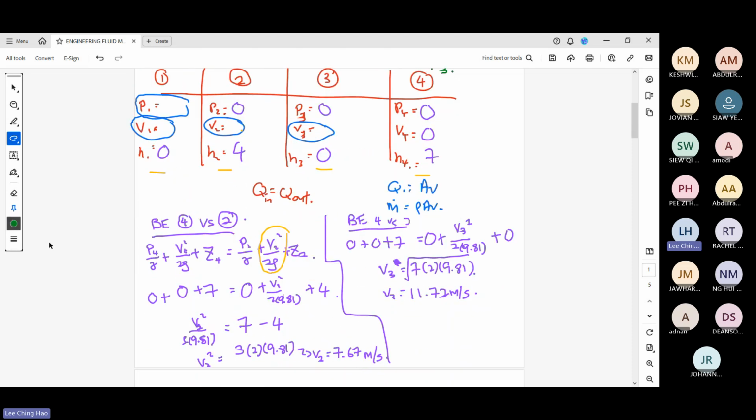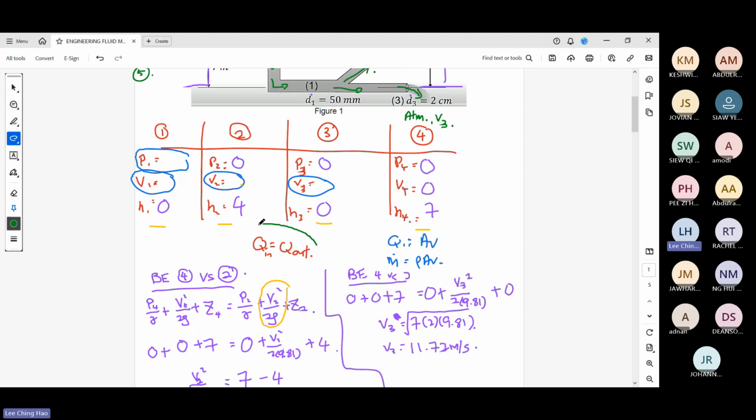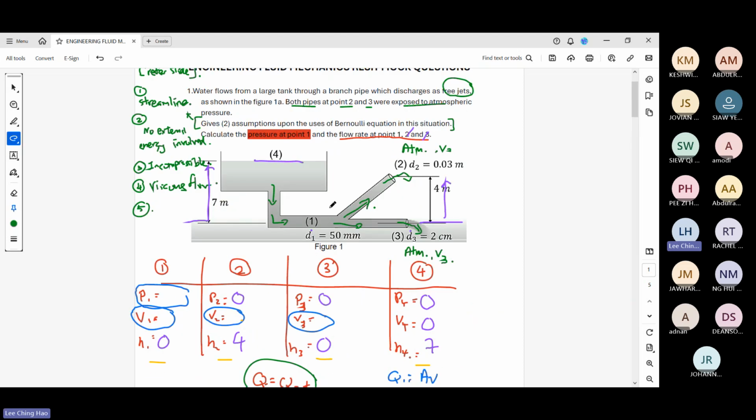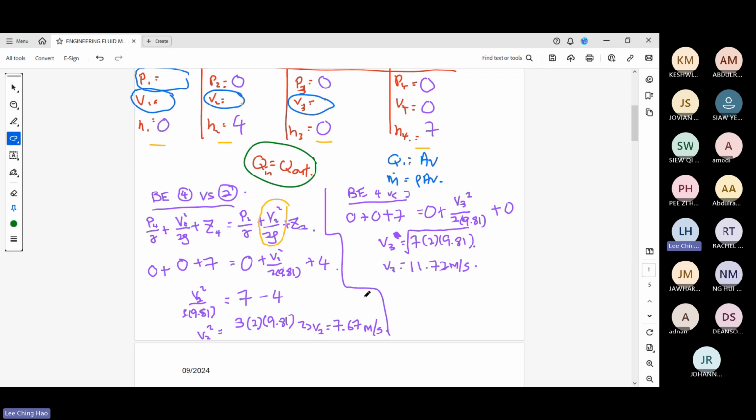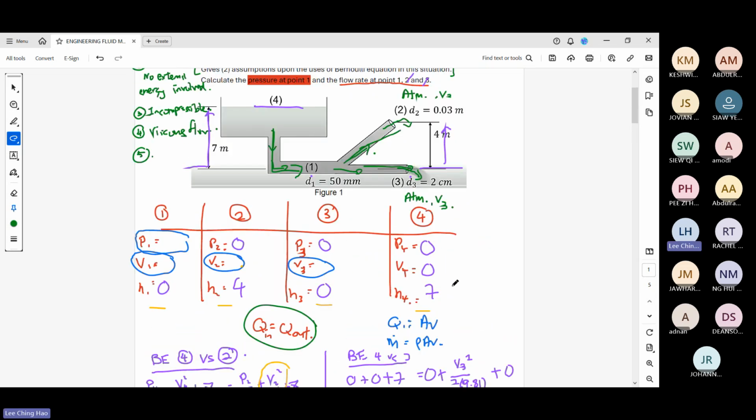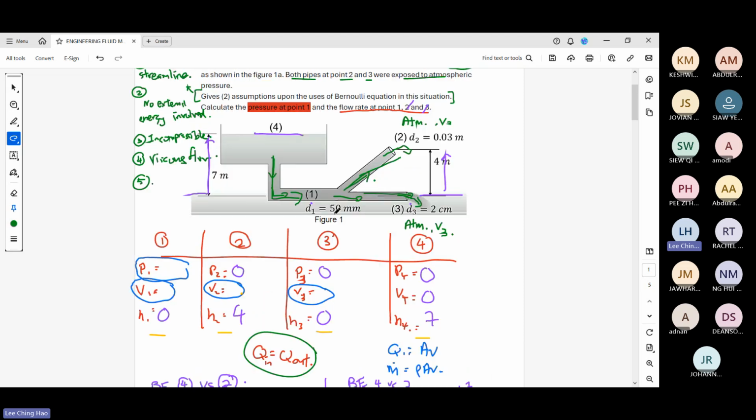So instead, we have another one, which is this one: Q in equals Q out. You see, how many in? So 1 inlet only and 2 outlets. So Q1 equals Q2 plus Q3. You already found Q2 and Q3 based on V2 and V3. But of course, remember, you have to find your area.